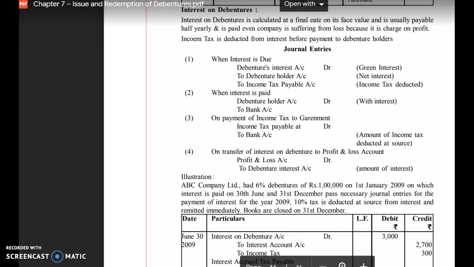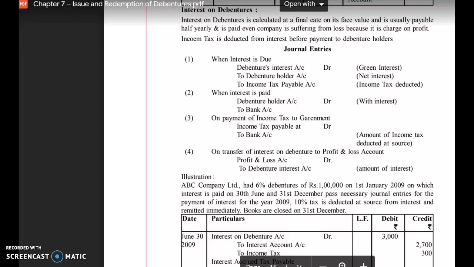Next entry you will see in the second entry, debenture holder account debit to bank account when the interest is paid to the debenture holder. Third entry will be income tax deposit in the government account. Entry will be income tax payable account debit or TDS payable account debit to bank account for payment of income tax. And the last entry will be at the end of the year, the total amount of interest.